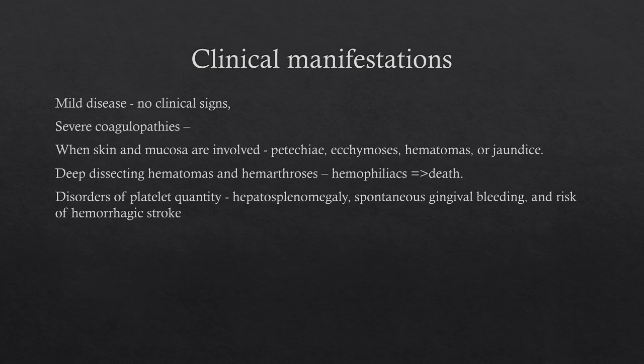If it is a bleeding or a clotting disorder, roughly on a whole, what are the clinical manifestations that can present? If it is a mild disease, there are no clinical signs present. If there are severe coagulopathies, the skin and the mucosa can be involved, ranging from petechiae, purpura, ecchymosis, hematomas, or jaundice. There can be deep dissecting hematomas and hemarthrosis, or bleeding into the joint, in hemophiliacs, which can further lead to death.